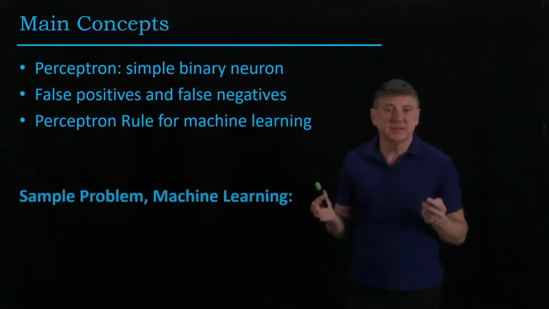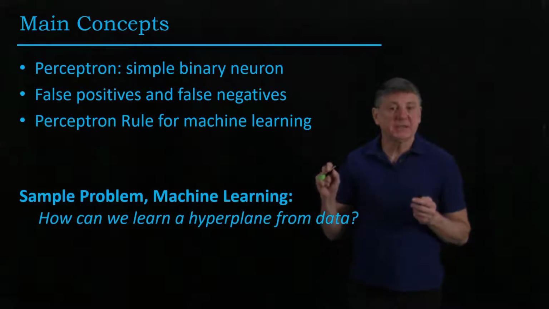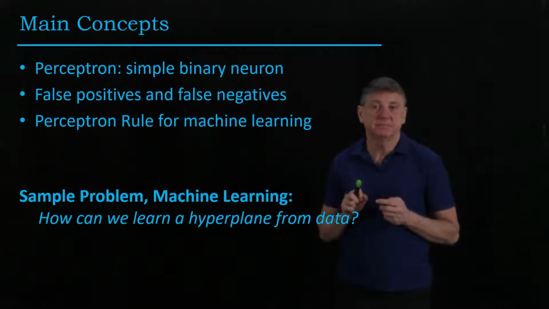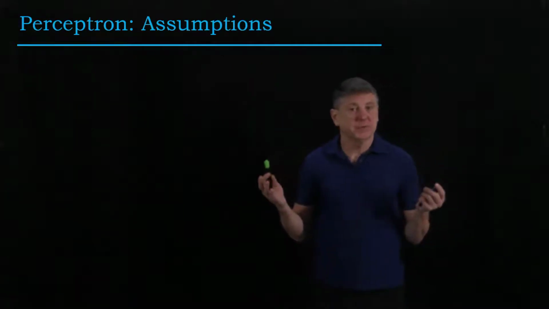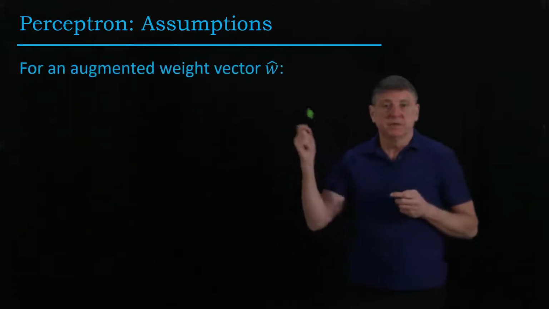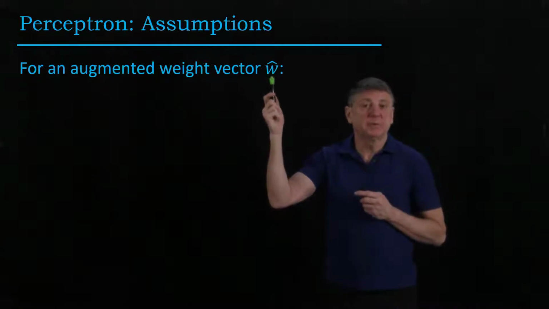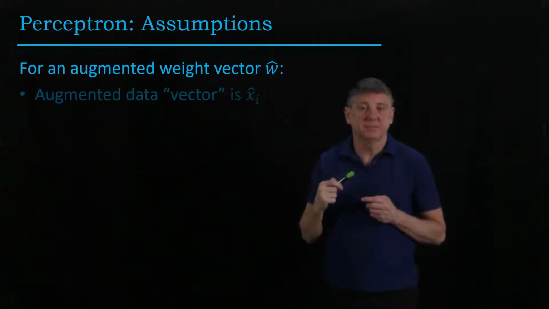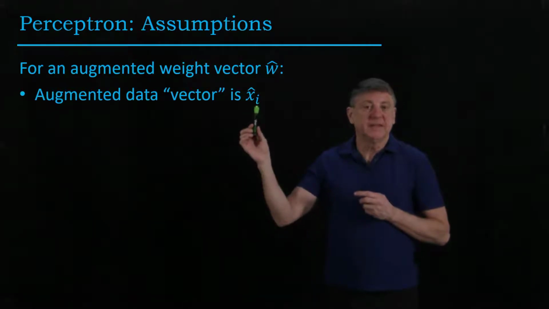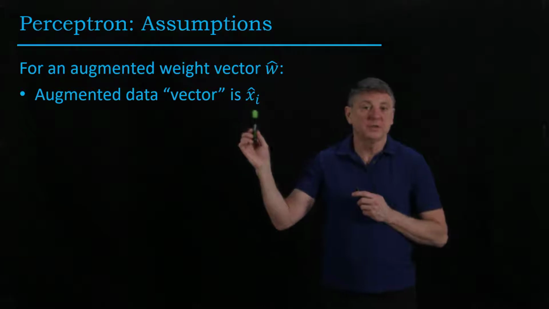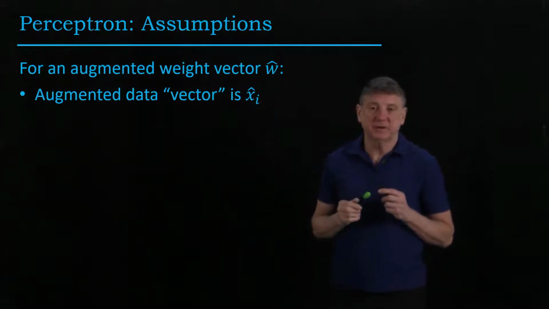As we go through this lecture, one problem we can keep in mind is how can we learn a separation hyperplane from some given data? Well, here are the assumptions that we're going to need. The first is we'll use an augmented weight vector. So it'll be the weight vector W, and we'll augment it with the bias scalar B. And then we'll have vector-like objects, which are our data, and we'll augment them with 1 so that they match up with the augmented weight vector.